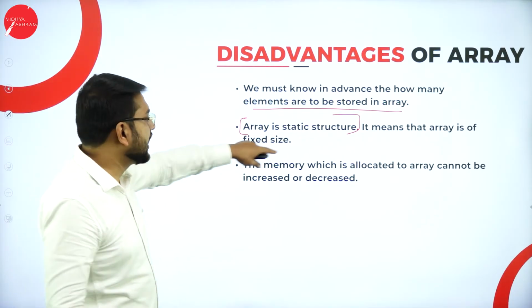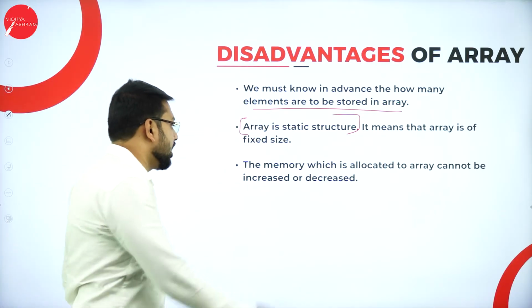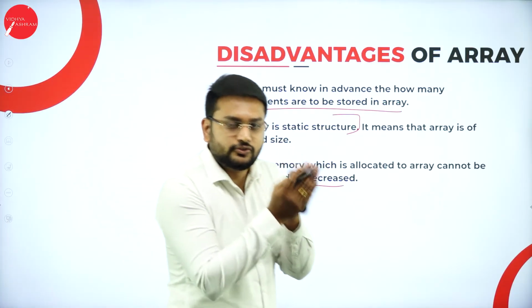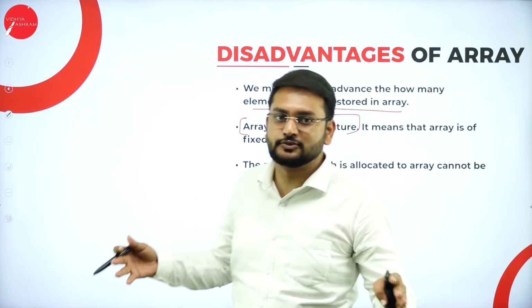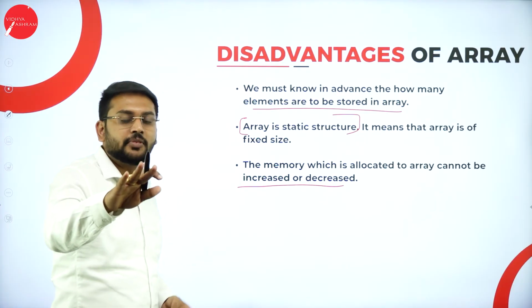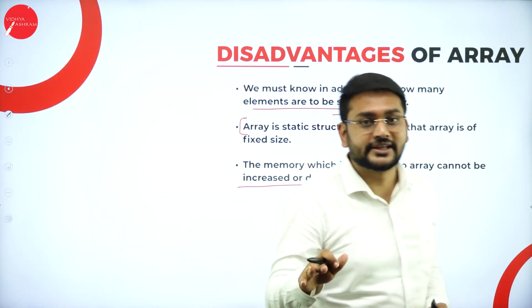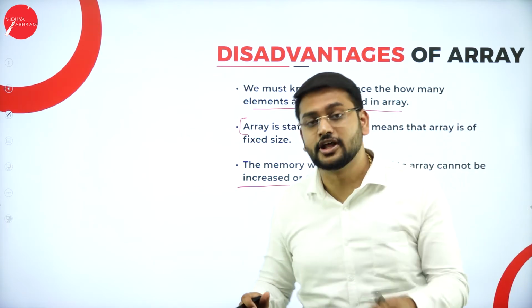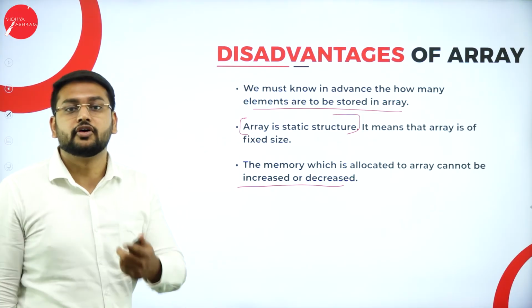So it means that an array is of fixed size. The memory which is allocated to the array cannot be increased or decreased. In one single point they have divided it into 3 and they are trying to explain the same concept. That's what you need to remember. Array size is fixed. You should know it before you implement it. That's a very important point with respect to arrays, because that's the drawback of arrays.